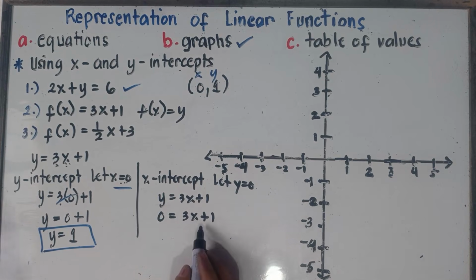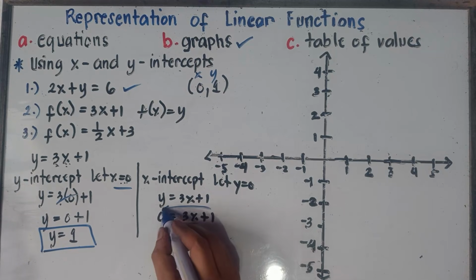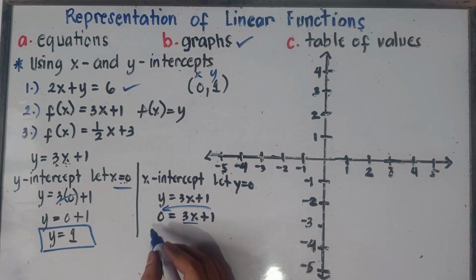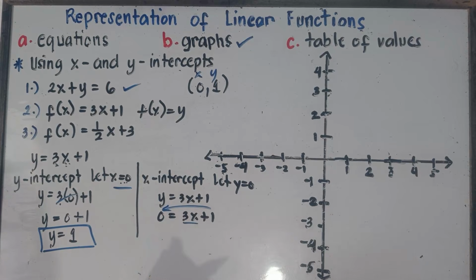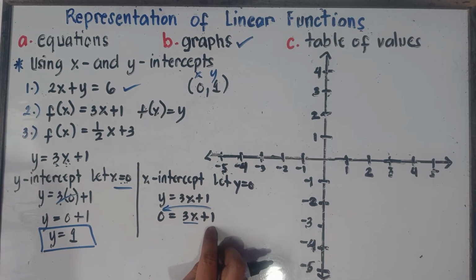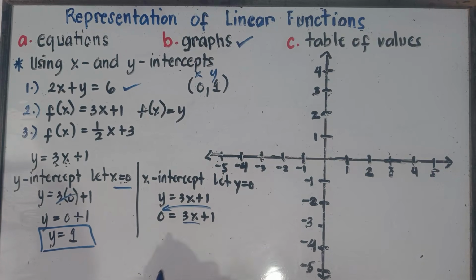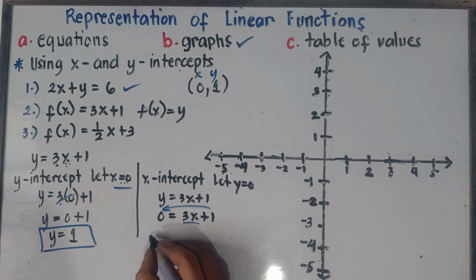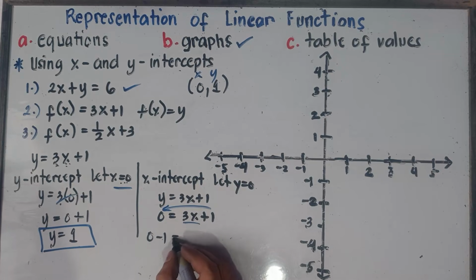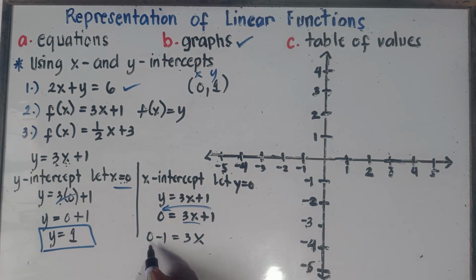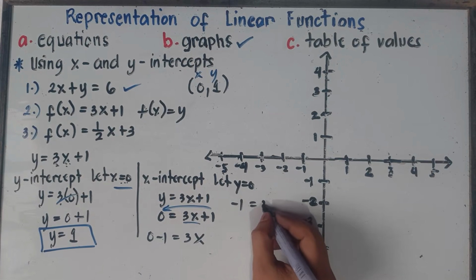To get the value of x, we can transpose 1 from right to left so that the remaining expression will be only 3x. This is positive 1. It will become negative 1. Once you transfer this from the equal sign, you change the sign. Now question, sir, why do we need to transpose 1 from right to left? So that the remaining expression will be only 3x because you need to find the value of x. So 0 minus 1, that would be negative 1 equals 3x.